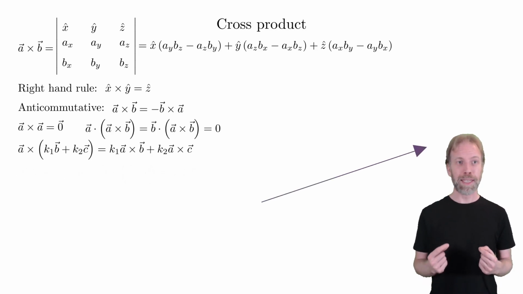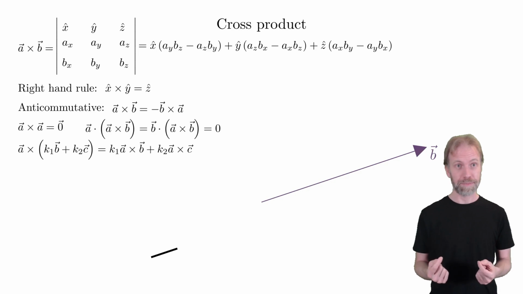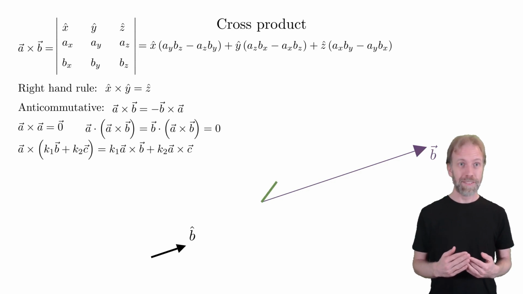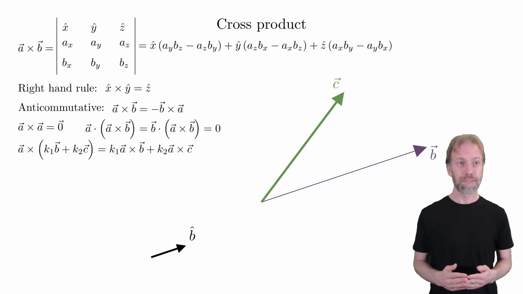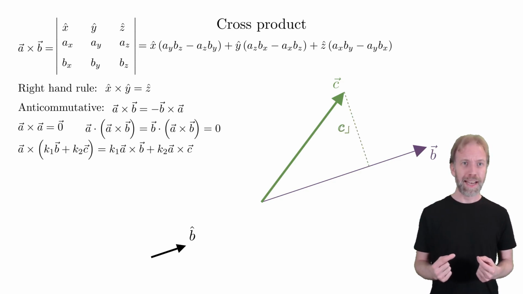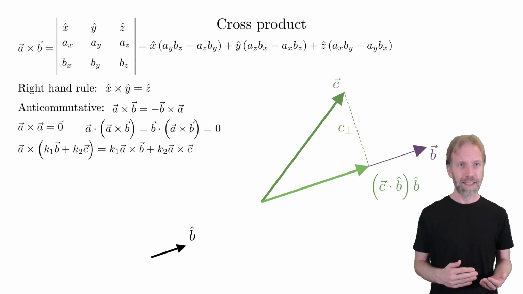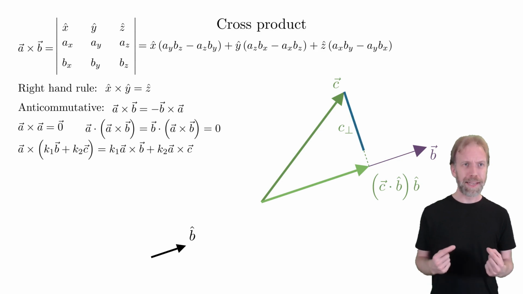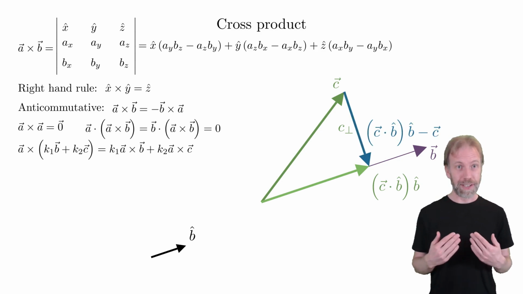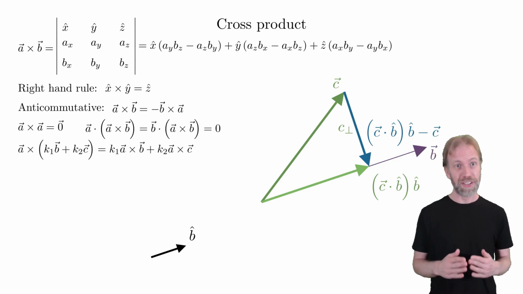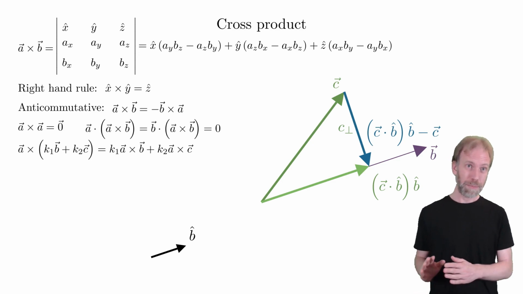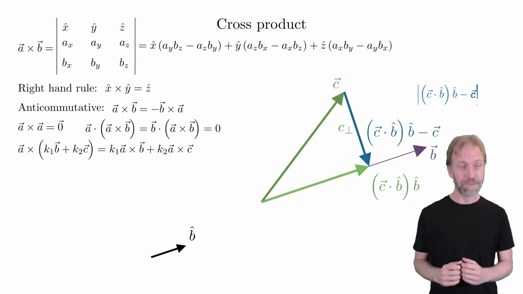Start by drawing the vector b and introduce its unit vector b hat. Add the vector c with a different direction. Introduce c perpendicular as its perpendicular projection with respect to b. And introduce the parallel projection as c dot b hat, as we learned in the previous video. Using basic vector subtraction, we can write the perpendicular vector as the difference between the parallel projection c dot b hat and the vector c. Remember that this vector has length c perpendicular.